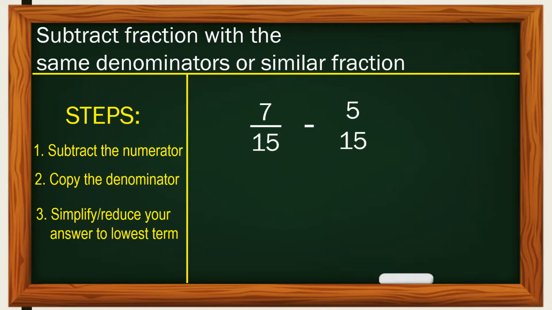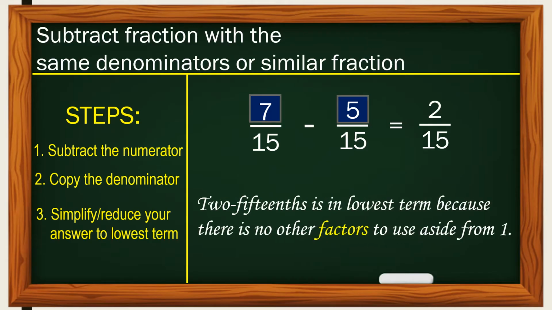7/15 minus 5/15. So, we're going to subtract the numerator. 7 minus 5 is equal to 2/15. So, 2/15 is in lowest term because there is no other factors to use aside from 1. So, our final answer is 2/15.